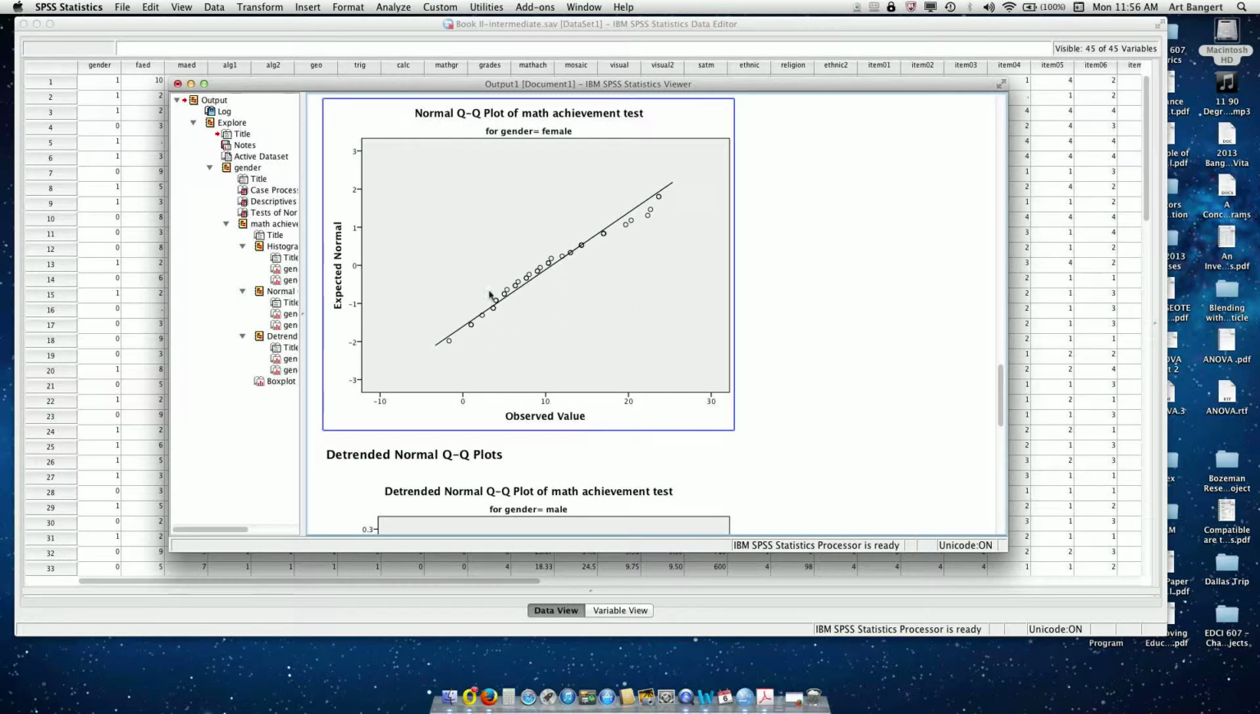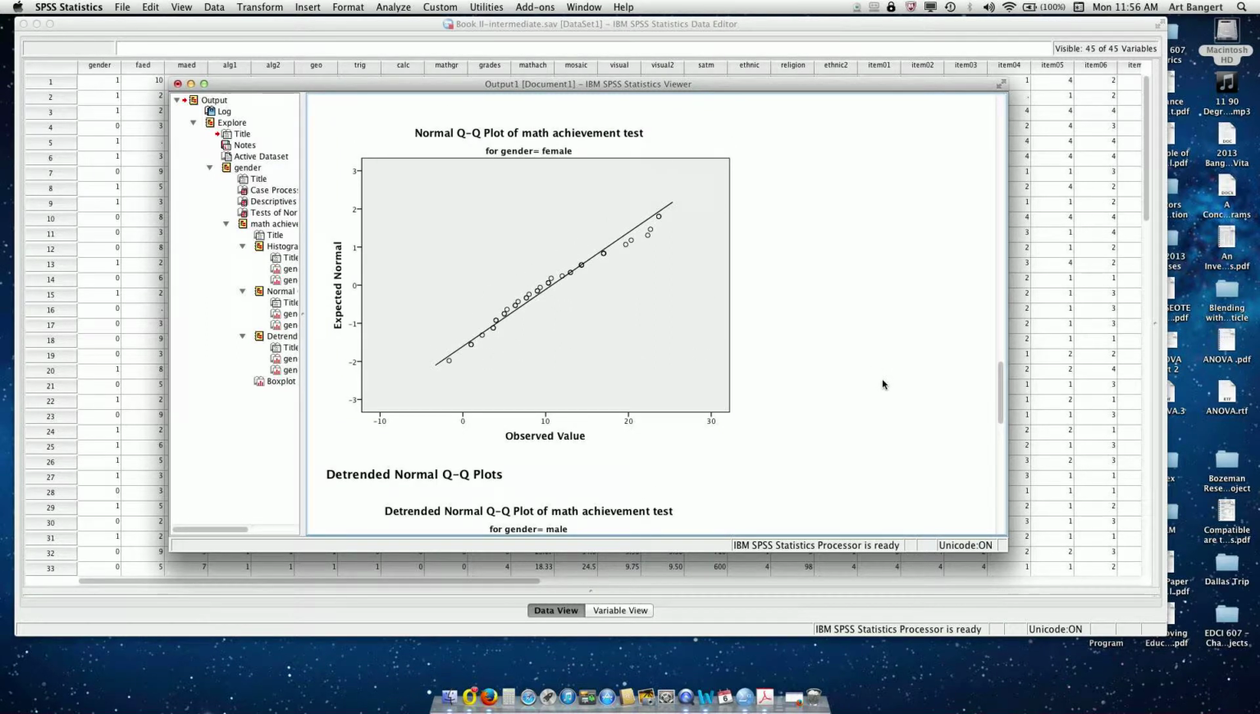We have the same situation for females. So really, these are the highlights or the most important pieces of information that you'll want to review to determine if your data meets the assumptions of normality and heterogeneity.